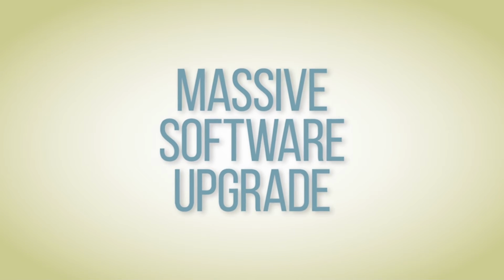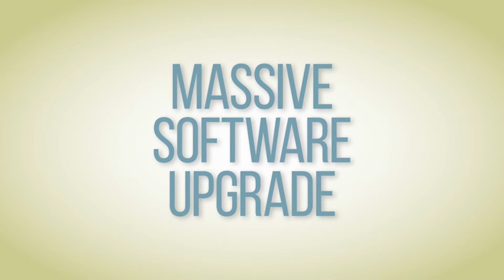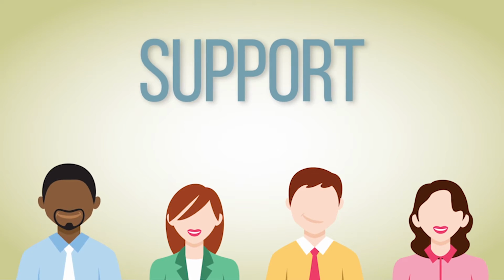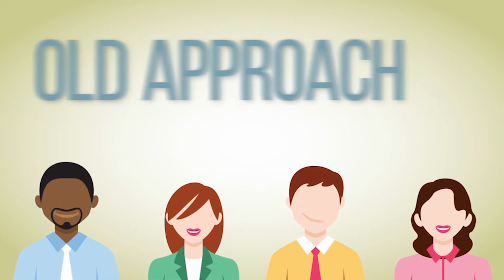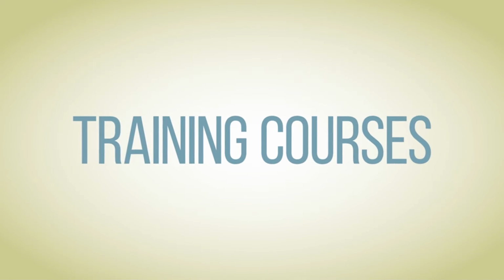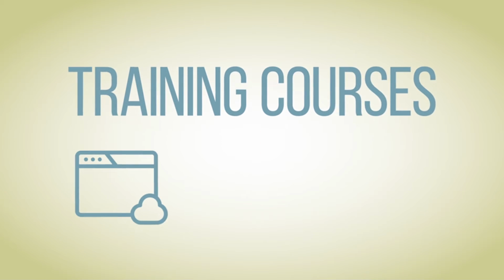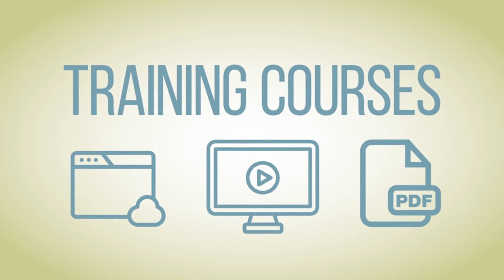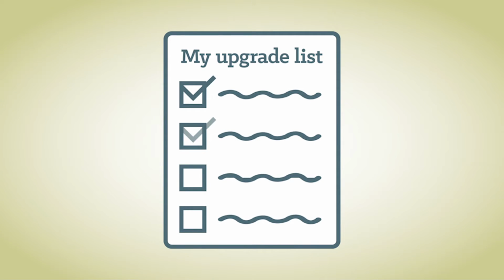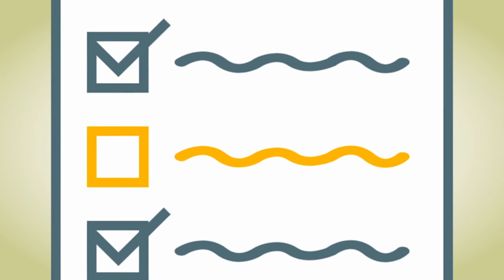In 2016, the University of Colorado implemented a massive software upgrade project impacting over 30,000 employees. Our team had supported major software upgrades in the past, but this time we needed to take a new approach. We used to create full-blown training courses with websites, screencasts, and PDF guides. For this upgrade, most of our users only needed a couple minutes of help on a specific task.